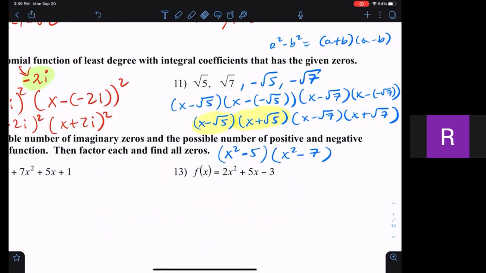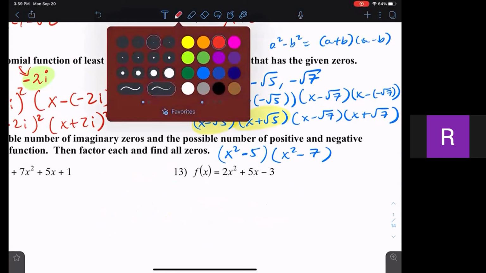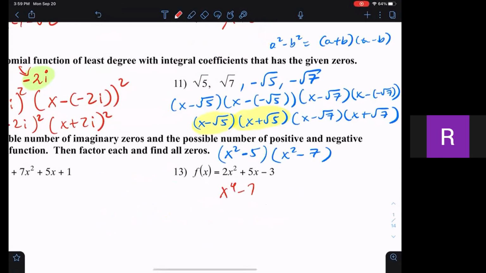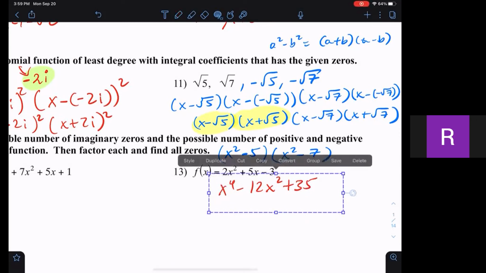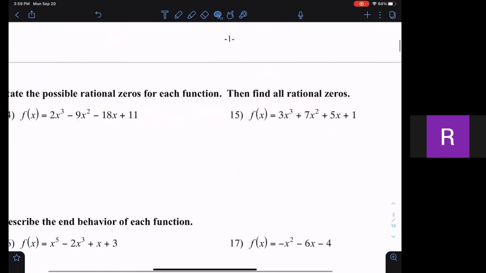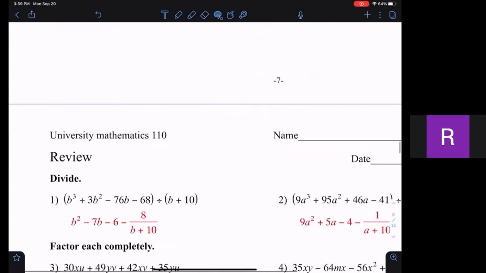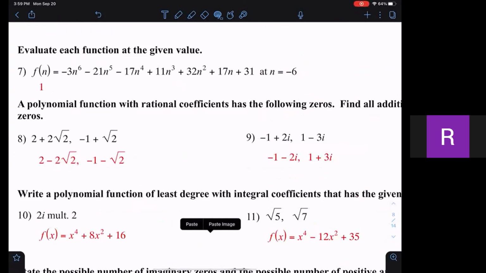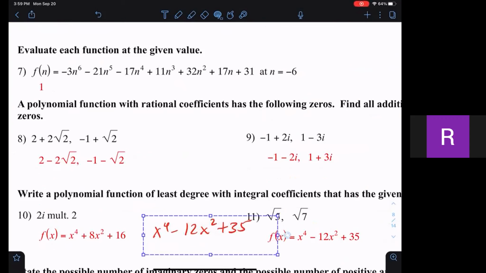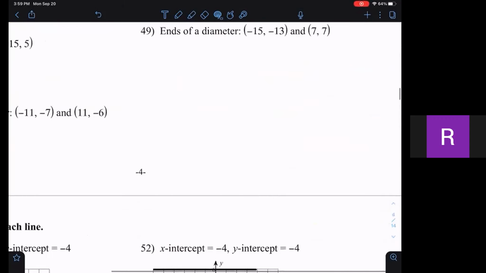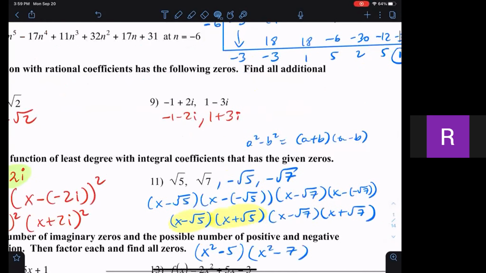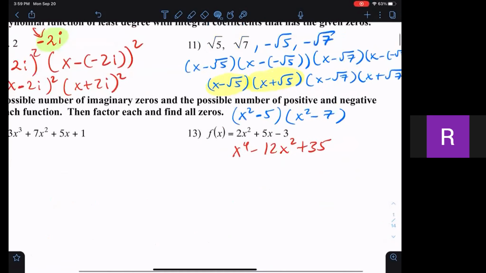Okay, so now it's about expanding, right? So we have to do the FOIL. This is going to be x to the fourth minus, I'm going to combine these two together: negative 7x squared, negative 5x squared, that's negative 12x squared. Then this is going to be 35, and that's the answer. Okay, let's check this. That's number 11, right? That's here. So I have the same as them. Okay, that's the answer.